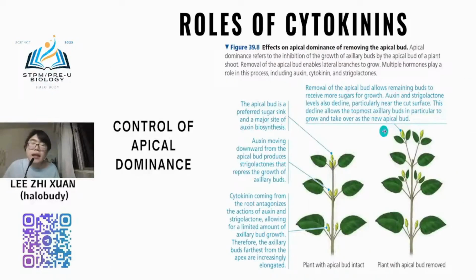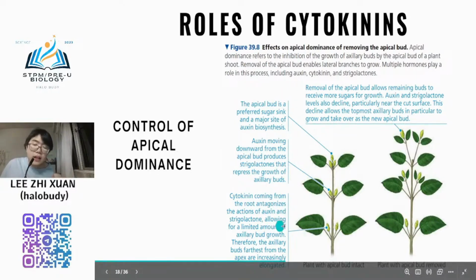Okay, and then it also plays the role of controlling apical dominance. As I mentioned before, auxin plays the role in enhancing apical dominance, and apical dominance inhibits the growth of the axillary bud. So when you remove the apical bud, no auxin at all, cytokinin from the shoot antagonizes the action of auxin, allowing a limited amount of axillary bud growth. So it will induce the growth of the axillary bud.